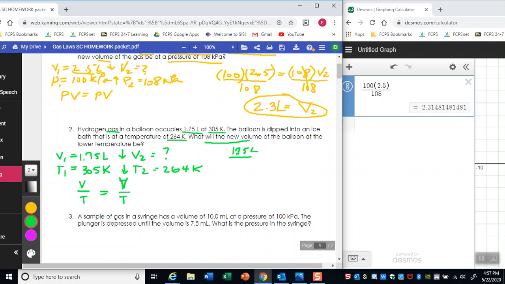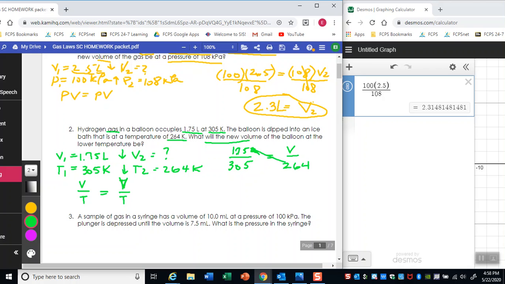Never mind. All right. Let's say I didn't put liters. I'm just erasing that. 1.75 liters. And the temperature with that was 305. All right. And then my new volume, I don't know. And my new temperature was 264. Okay. So I've got a proportion.